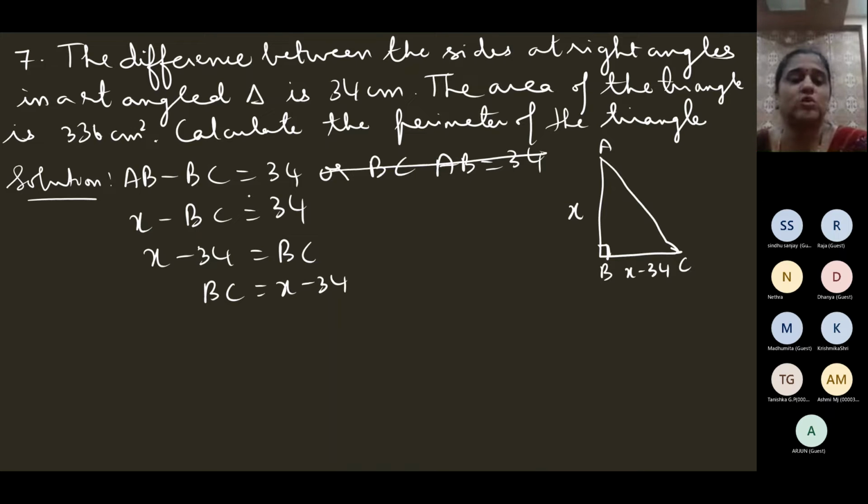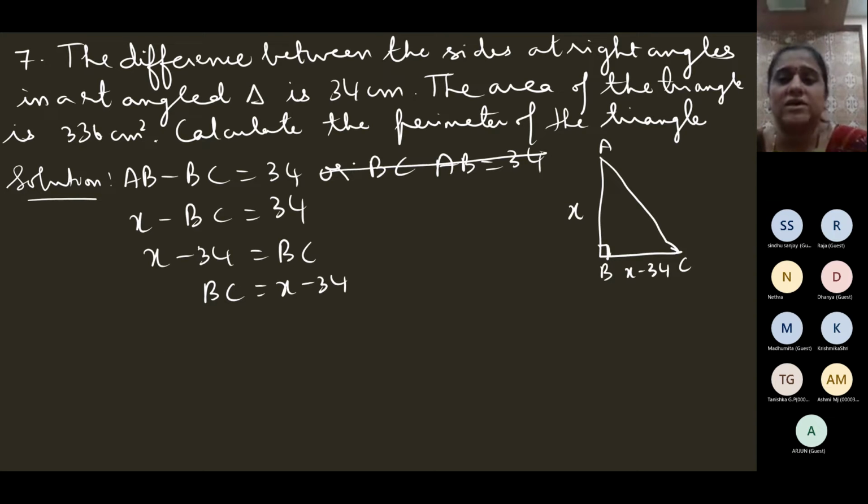The difference between the two sides is 34. AB minus BC is equal to 34. Anybody can be X. So we have taken AB as X, minus BC is equal to 34. We are writing BC in terms of X. So you get BC is equal to X minus 34.